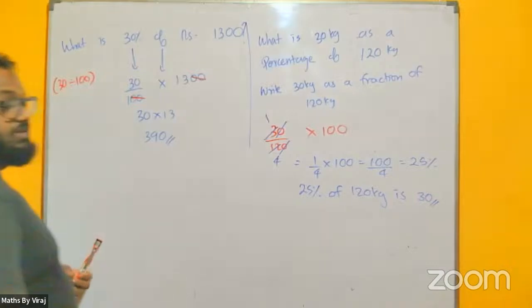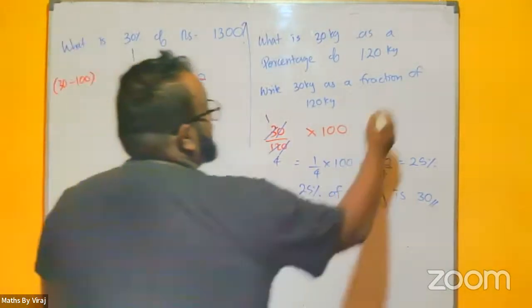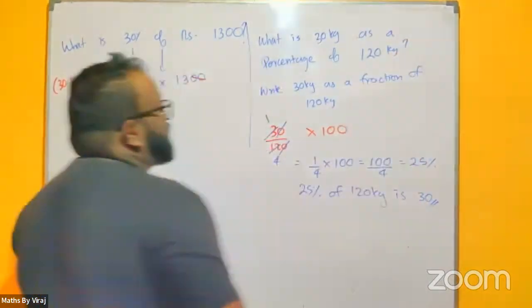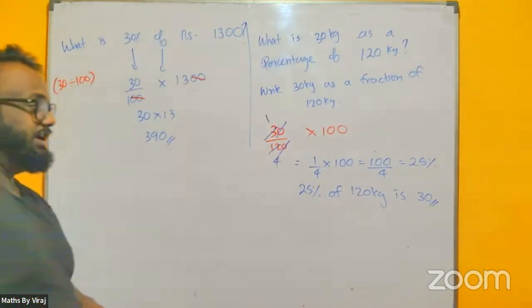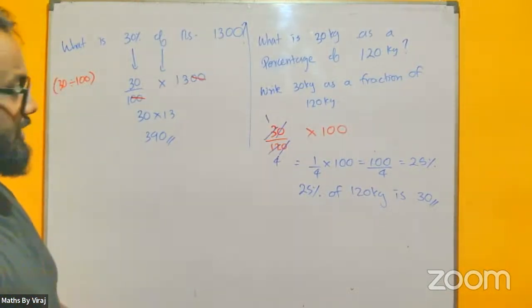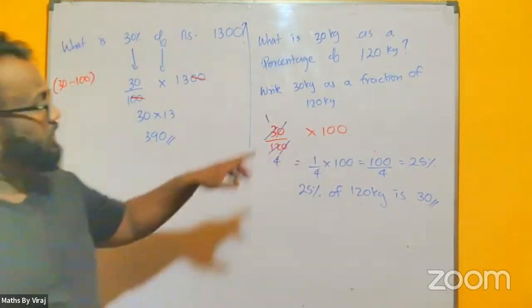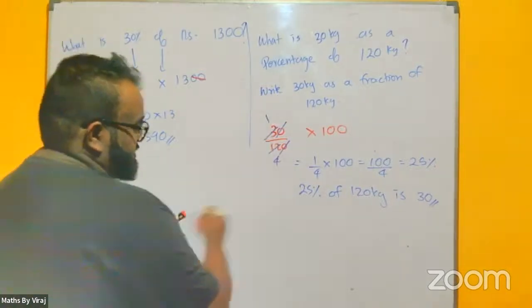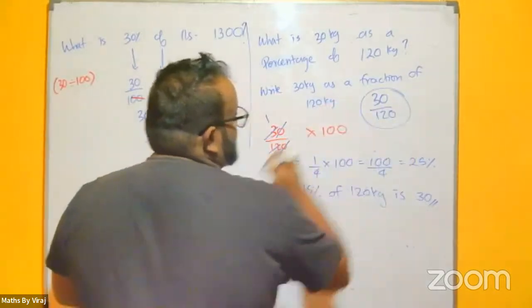Now look at the way that I have written and presented the final answer. What was the question? What is 30 kilograms as a percentage of 120 kilograms? So first we write 30 kilograms as a fraction of 120 kilograms, then multiply by 100. So first and foremost, I had to write this, right?